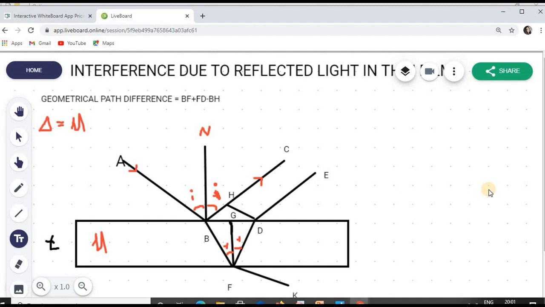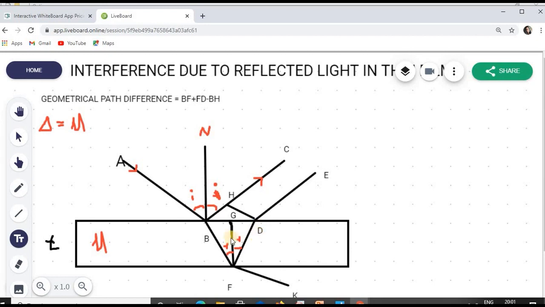Now in triangle BFD, these two angles are equal. These two angles we know: angle of incidence is equal to angle of reflection. Side FG is common, and BF is equal to FD, since they are traveling the same path within the plane parallel thin film. So they are similar triangles.